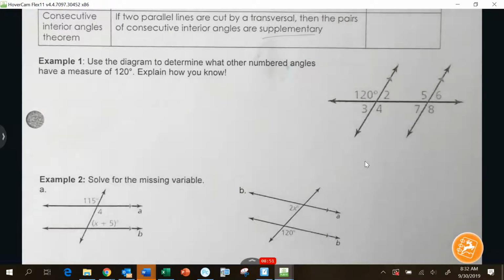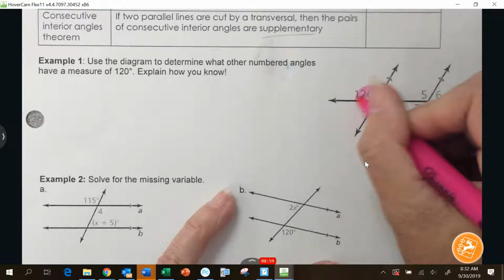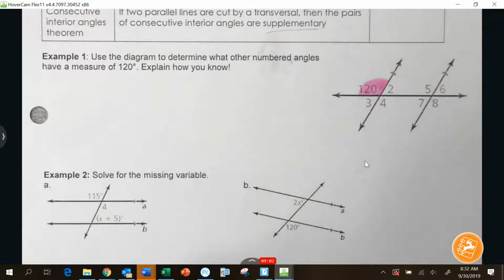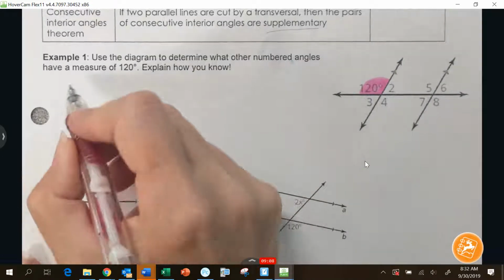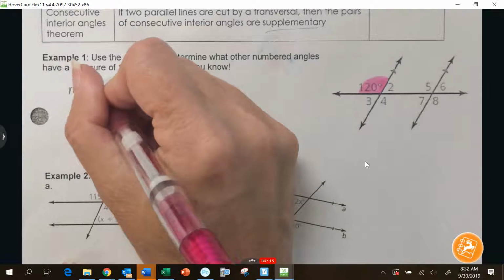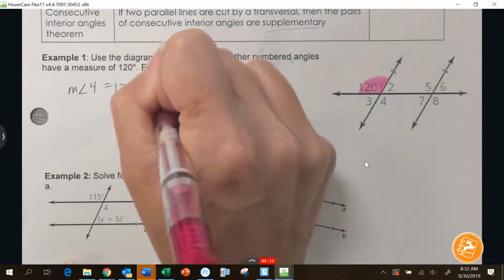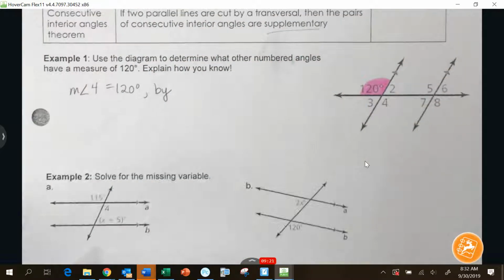Use a diagram to determine what numbered angles have a measure of 120 degrees. So you see our 120 degrees is right here. Let's see if we can say which angles are 120 degrees and why. It says explain how you know. So, measure of angle 4 equals 120 degrees. By what?